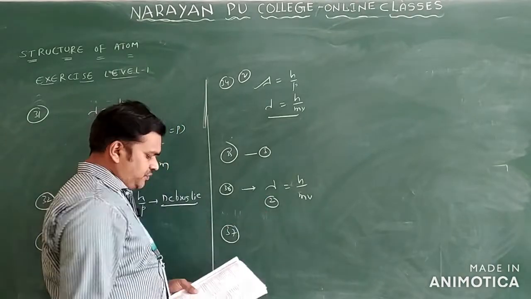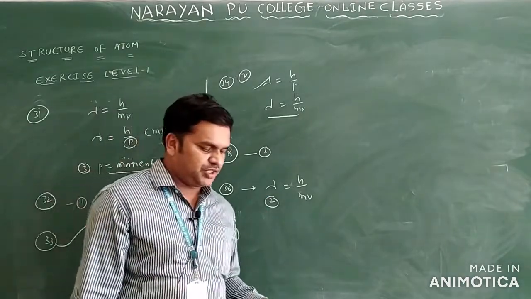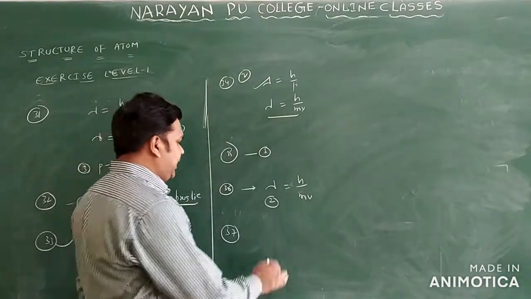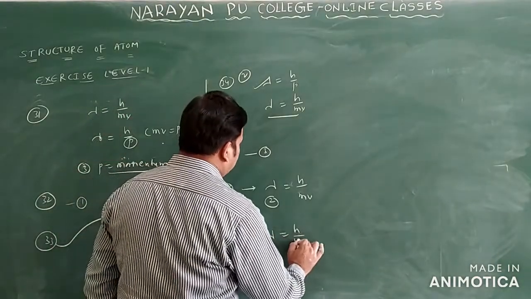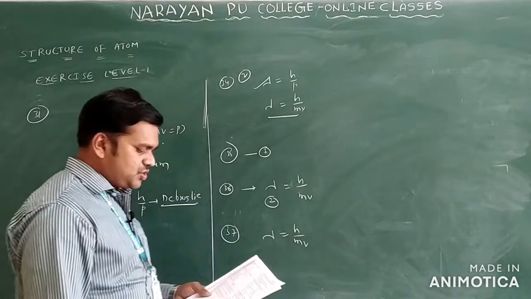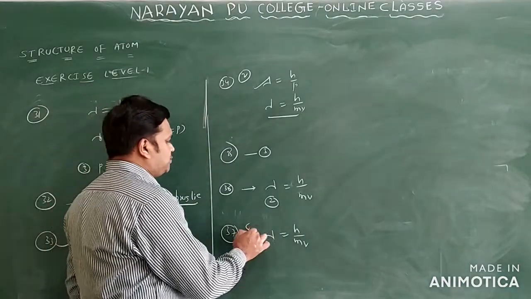Come to the next question. We have question number 37. Same, that is also the de Broglie wave equation only. That is also a direct question. We have lambda is equal to h by mv. So you will take option 4 for this question only.